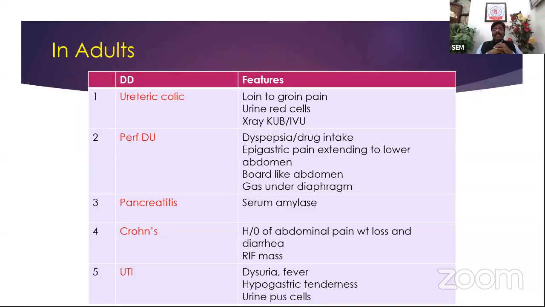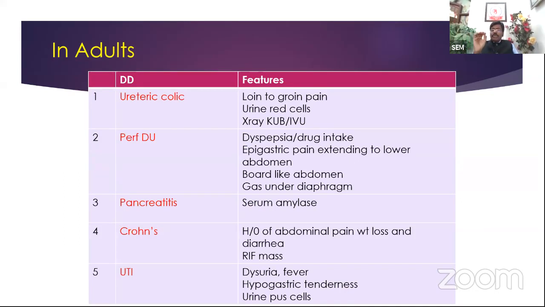Coming to the adult like yourself, the common differential diagnoses, if at all, are first three: ureteric colic, perforated duodenal ulcer, pancreatitis. Ureteric colic, because if you have a right ureteric colic, loin to groin pain, sometimes it will present with a stone in the vesico-ureteric junction on the right side and will mimic appendicitis. But the additional feature of testing the urine for red cells, or an X-ray showing a stone along the ureter, will reach the diagnosis. So it's not that difficult nowadays.